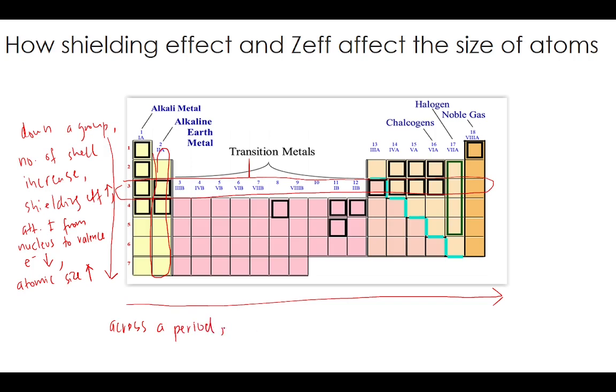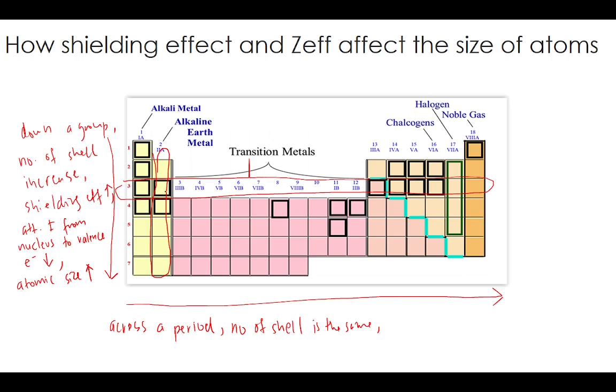Okay, across the period, what happened? Number of shells, does it increase? No. The number of shells is the same, because if you look at period 3, it only has 3 shells. The number of shells is the same. Okay, but what has changed?